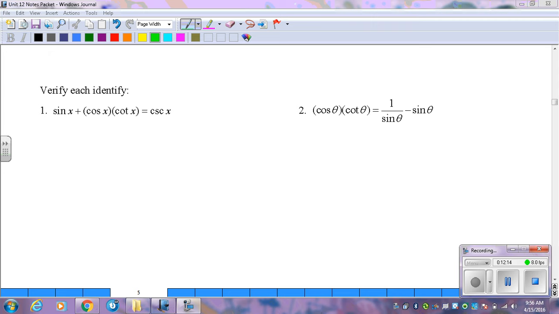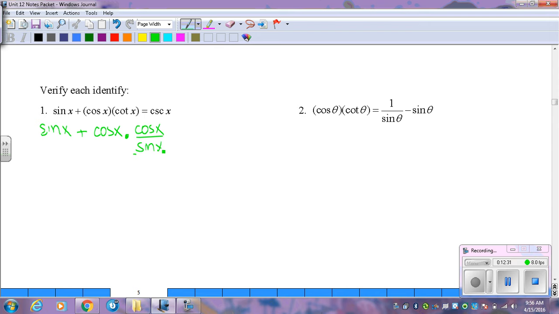So for example, in number 1, I'm going to take sine x plus, we have cosine x. I'm going to change cotangent into cosine x over sine x. Now, notice I'm not going to touch the cosecant for right now. This is what I want my expression to look like when I get all done. All right, these have denominators of 1 here, so I'm going to multiply these two together. So we have sine x over 1 plus cosine squared x over sine x.